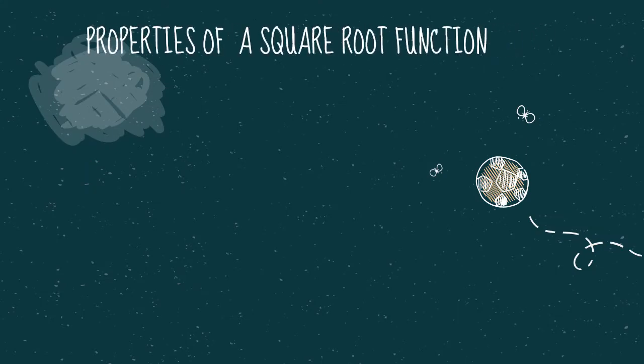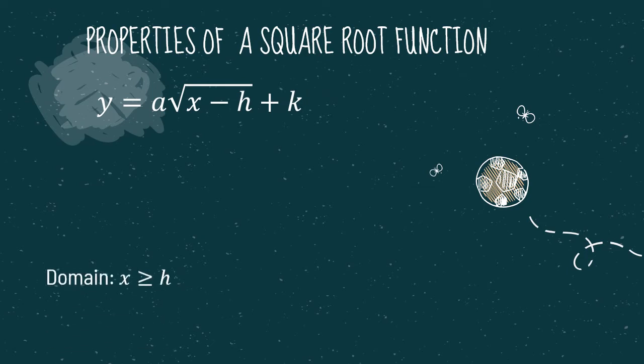Now let's look at some properties of the square root function defined by the equation y equals a square root of x minus h, plus k. Let's begin with the domain. The domain is going to be the set of all the x values that are greater than or equal to h. What I need to guarantee is that the expression under the radical symbol is greater than or equal to 0. But the expression that gives us the values of the domain is this one: x has to be greater than or equal to the h value.